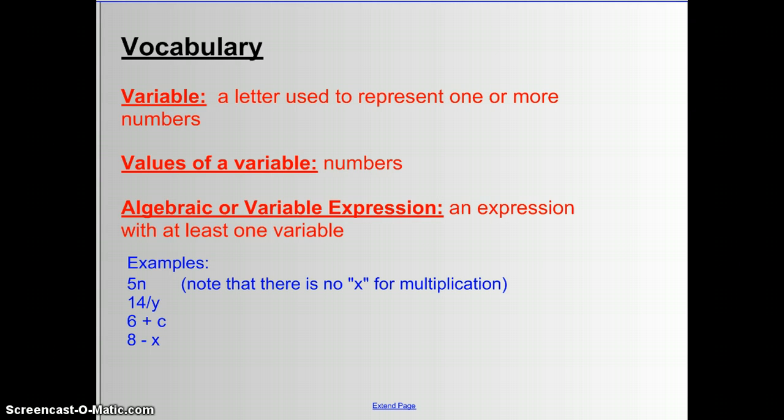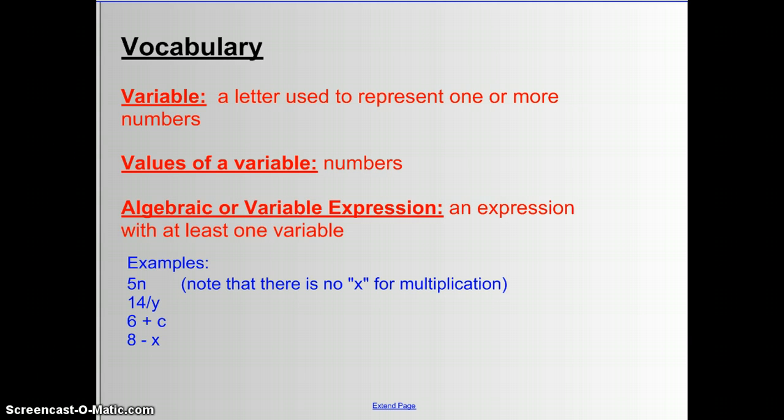An algebraic or variable expression is an expression with at least one variable. It could involve multiplication, division, addition, subtraction, as in the examples below. You can see that we have 5n, 14 divided by y, 6 plus c, and 8 minus x.